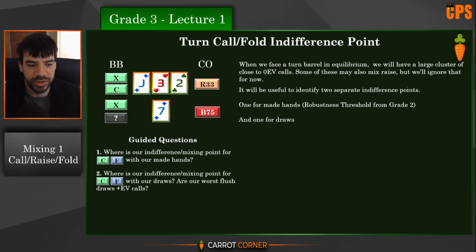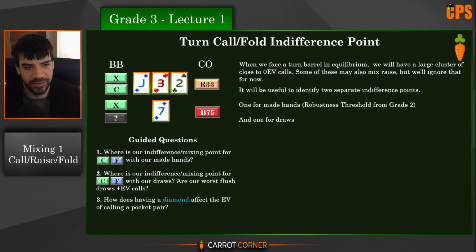And secondly, where is our indifference mixing point with call and fold with respect to hands that are more likely to derive their EV from draws and improving? What do you think about our worst flush draws? Are they continuable here? Why? Why not? Thirdly, how does having a diamond affect the EV of calling a pocket pair?